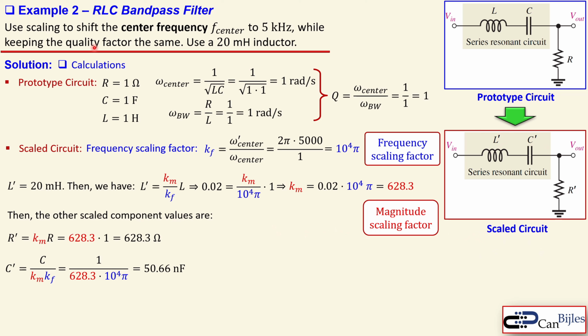Let's also check the quality factor Q, which is Q prime in our scaled up version. The bandwidth will be R prime over L prime, which is this value using the new resistor and inductor. And we have Q, which is the center frequency scaled up over the bandwidth scaled up. We calculate this, which will be approximately 1. By the way, if you do the calculations exactly, it will also be 10 to the power 4 pi. So that means it is as required. The quality factor is the same as before, so Q is equal to Q prime.